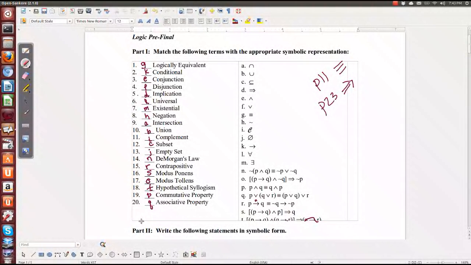So for our first 20 questions, this is how the matching should go. G, K, E, F, D, L, M, H, A, B, I, C, J, N, R, S, O, T, P, Q. And of course, page 11 and page 23 have all of these statements that we've been dealing with all year.